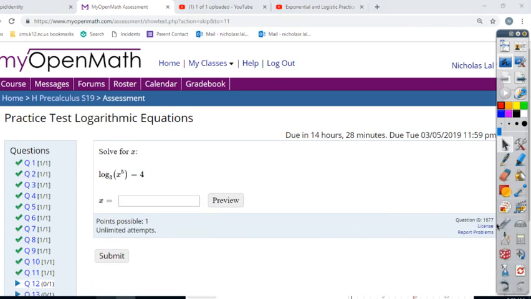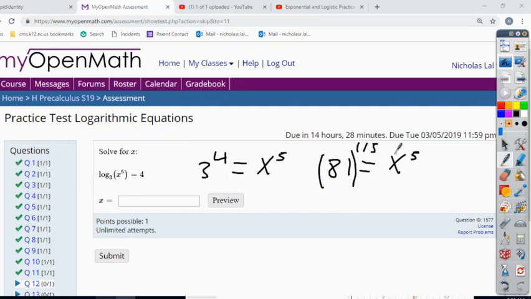Clear annotations. The log base 3 of x to the 5th is equal to 4. 3 to the 4th is equal to x to the 5th. All right, that means that 3 times 3 is 9, times 3 is 27, times 3 is 81. So 81 is equal to x to the 5th. So raise each side to the 1/5 power. X to the 1/5 is equal to x.